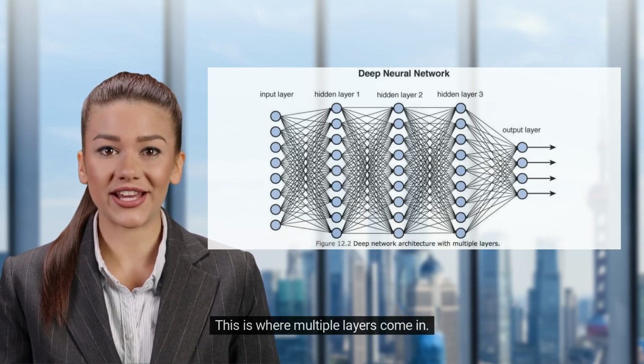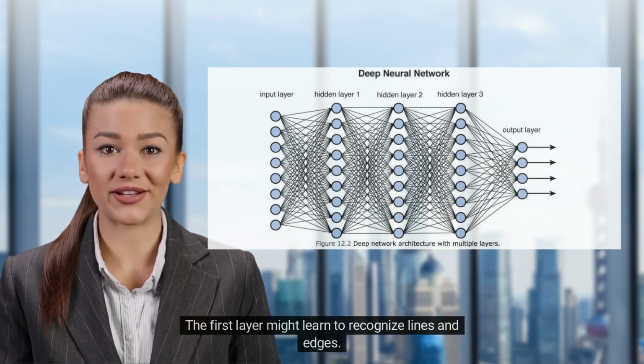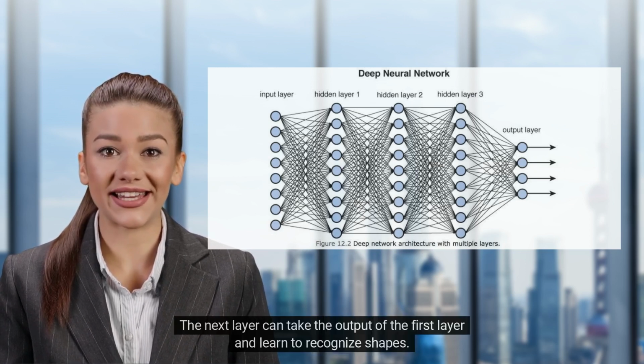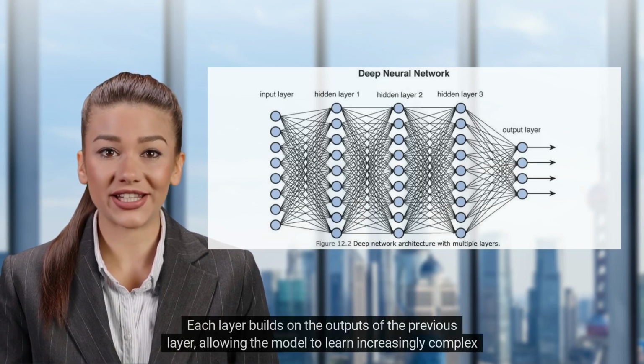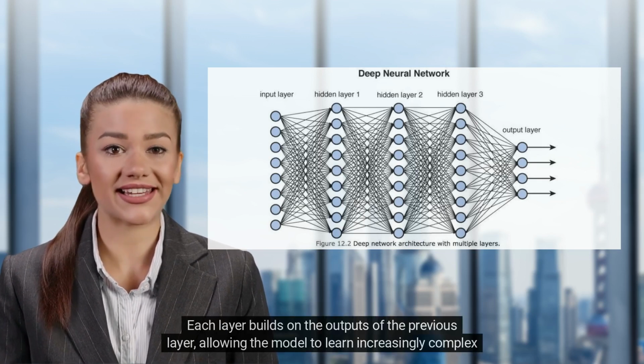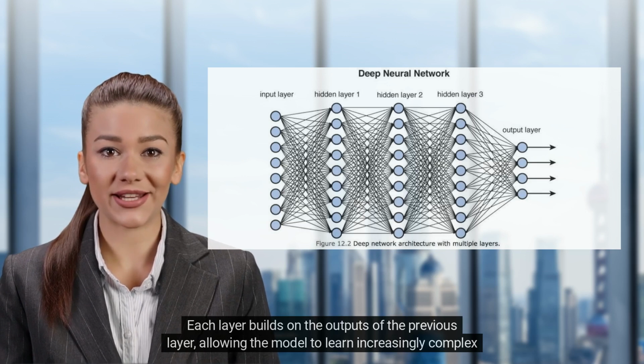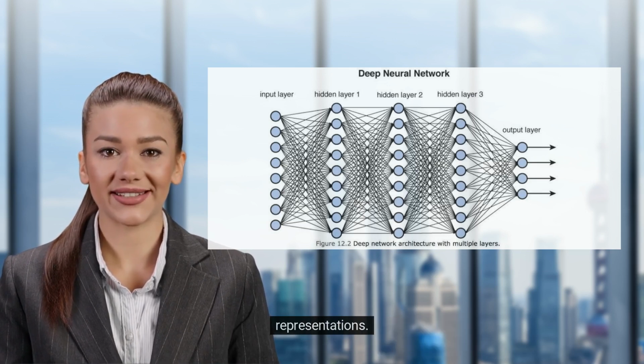This is where multiple layers come in. The first layer might learn to recognize lines and edges. The next layer can take the output of the first layer and learn to recognize shapes. The layer after that can recognize parts of objects, and so on. Each layer builds on the outputs of the previous layer, allowing the model to learn increasingly complex representations.